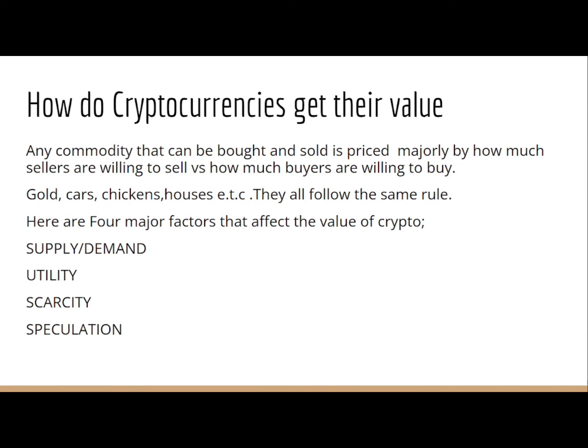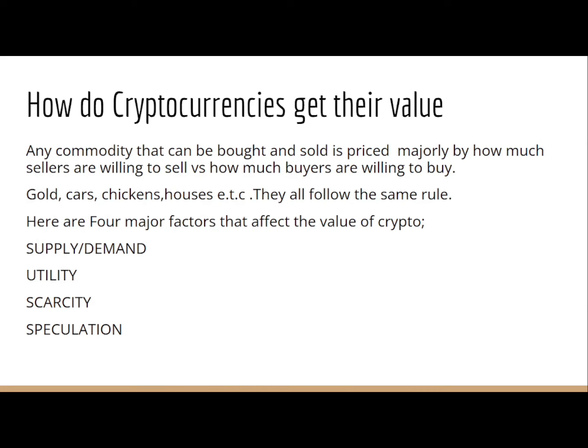How do cryptocurrencies get their value? Bitcoin at the moment is valued at close to $40,000. How does it get this value? The first thing you need to know is that any commodity that can be bought and sold at a price is priced majorly by how much sellers are willing to sell versus how much buyers are willing to buy. Name it: gold, cars, bread, chicken, houses, lands, whatever it is, they follow the same rule. How much are sellers willing to sell and how much are buyers willing to buy? At some point, they meet at a meeting point, and that's how you derive the value.